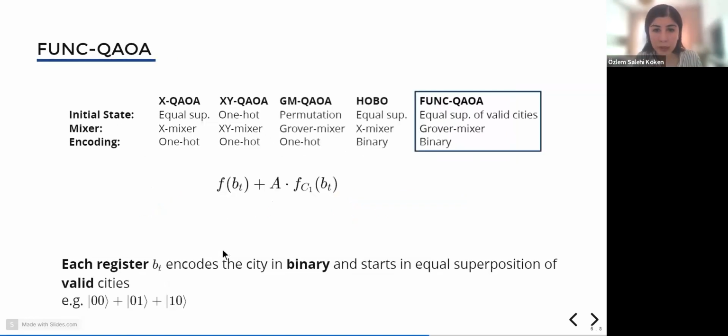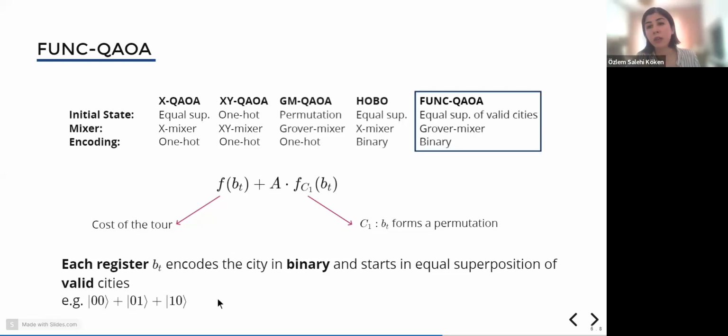Now, what about FunQAOA? We don't need the explicit formulation of the problem, but what we will do is implement a program to represent our cost of the tour, and we will use another program to check if this b_t forms a permutation. And we will use again binary encoding, but we will start in equal superposition of only valid cities. For instance, if we have 3 cities, we will start in equal superposition of 0 0, 0 1, and 1 0. And for the mixer, we will again use the Grover mixer. Now, I will explain how the program for each looks like.